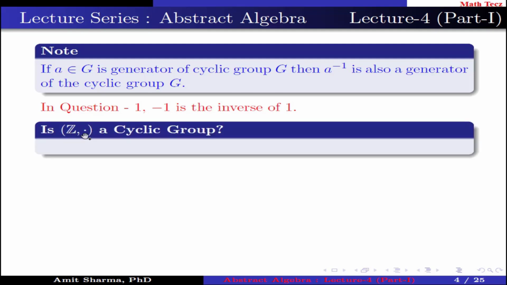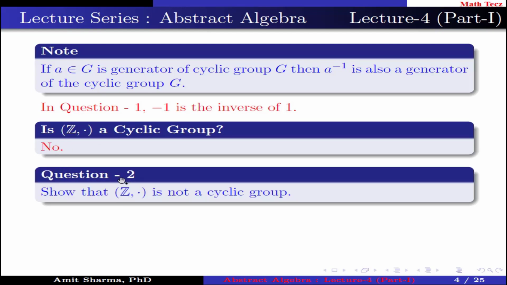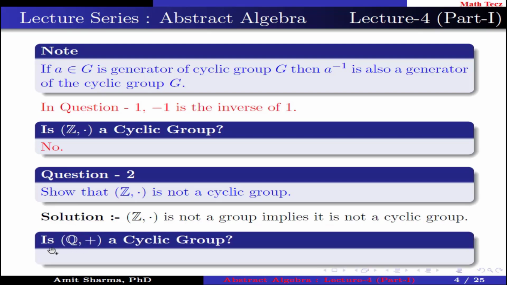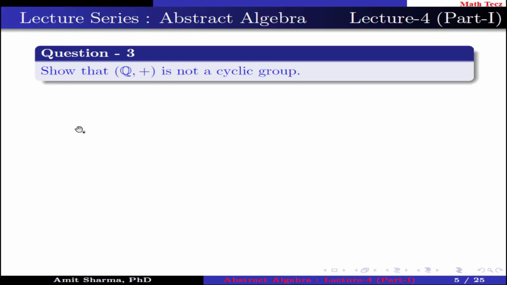Next is, is Z under multiplication a cyclic group? Answer is no. Question number 2. Show that Z under multiplication is not a cyclic group. Z under multiplication is not a group, implies it is not a cyclic group. Next is, is Q under addition a cyclic group? Answer is no. Question number 3. Show that Q under addition is not a cyclic group.